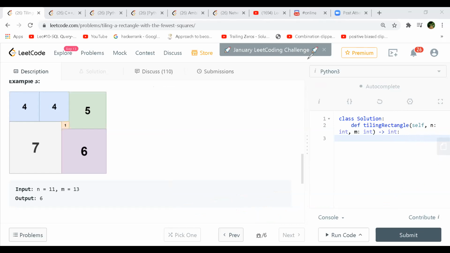So in example 3, what is the size of square number 4? Square number 4, this one you are saying? It's 4 by 4. All of them are that: 4 plus 4, 8, plus 5, 13. Oh, okay, yeah.